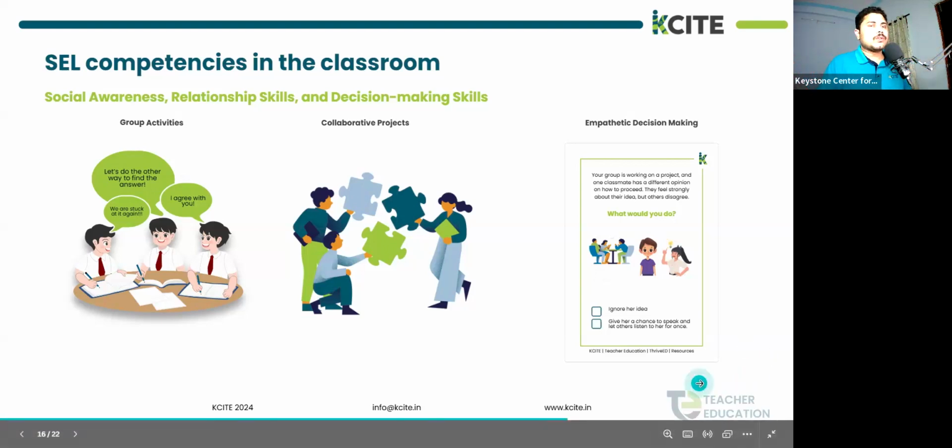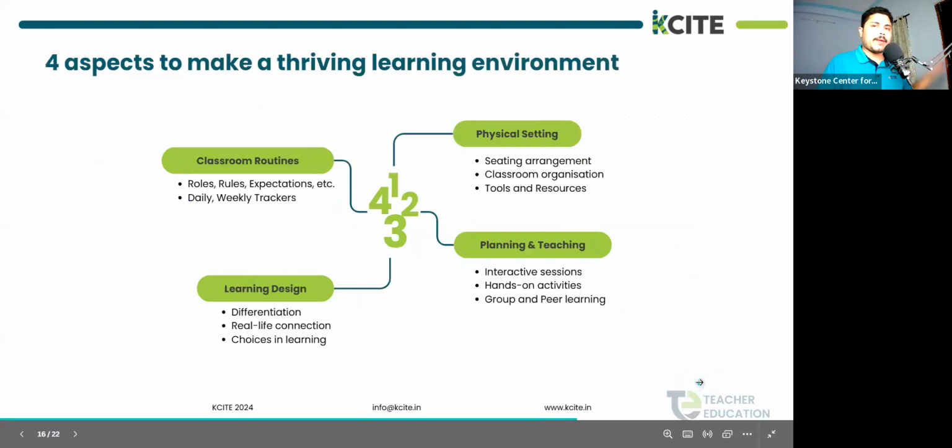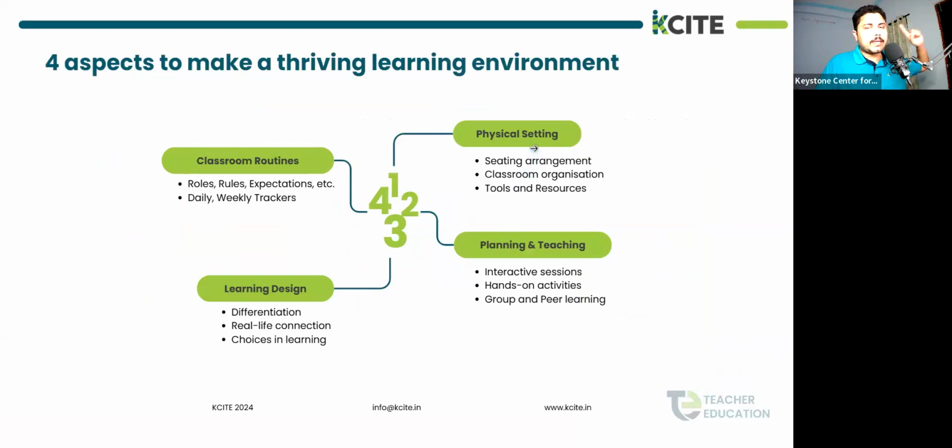Okay, so now moving to the next one, whatever we discussed in the previous slides, everything concludes on this. The first important thing you need to understand and work on is making your physical setting proper. The physical setting is the first important thing to transform your learning environment into a thriving learning environment, a physical setting based on social emotional learning strategies.